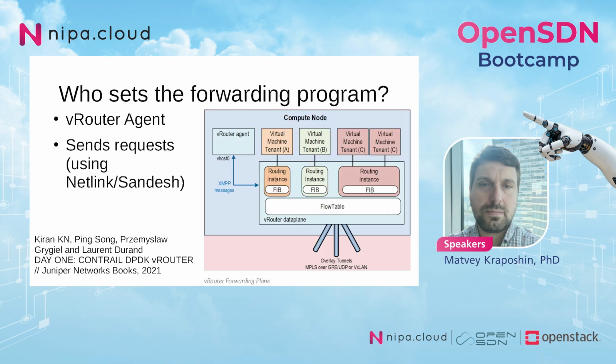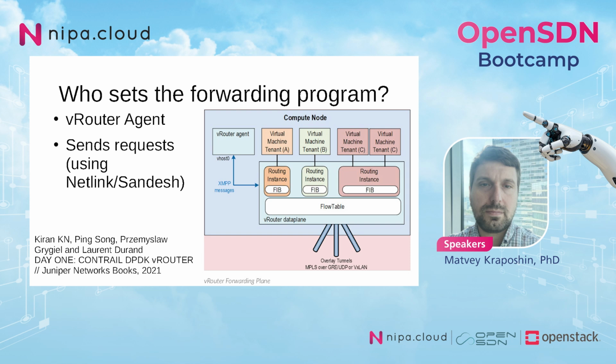And who sets our forwarding program? Who is responsible for this? Its name is the vRouter agent. The vRouter agent is a module which works between the vRouter forwarder and the controller. The vRouter agent takes information from the controller and creates programs. It creates instructions to manipulate packets.